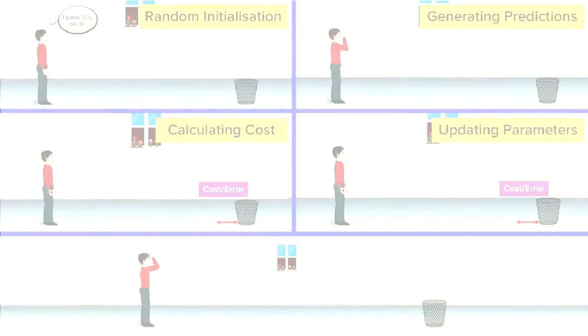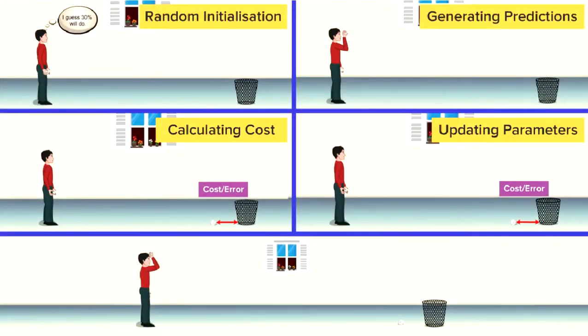Now the last step was to attempt throwing the paper ball again with the updated strength. Similarly, in gradient descent, we again generate predictions using the updated parameters. This iterative process keeps on going until you start scoring, and gradient descent finds a set of parameters that have the minimum cost possible.